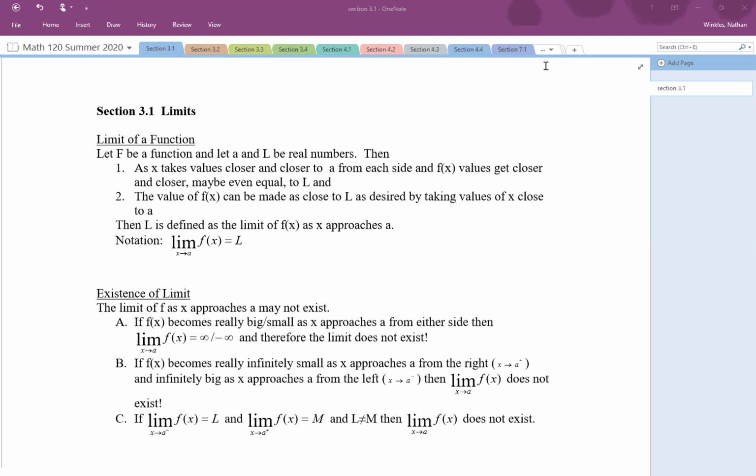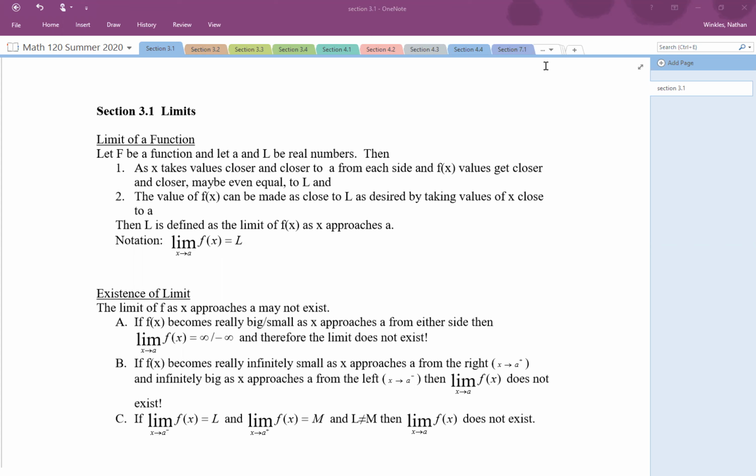Let f be a function and let little a and capital L be real numbers. Then we have two conditions here. As x takes values closer and closer to little a from each side, the f of x values get closer and closer, maybe even equal, to the value of L. And the second thing, the value of f of x can be made as close to L as desired by taking values of x close to a. Then we can say capital L is defined as the limit of f of x as x approaches a.